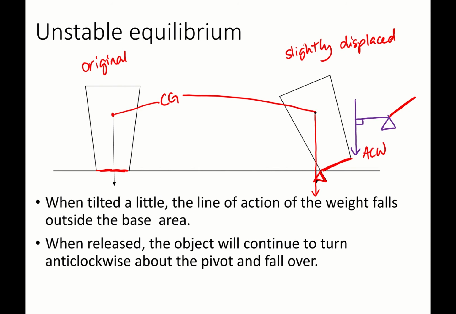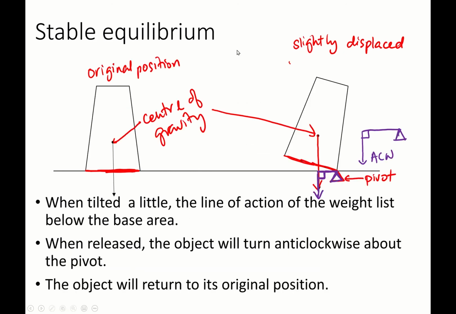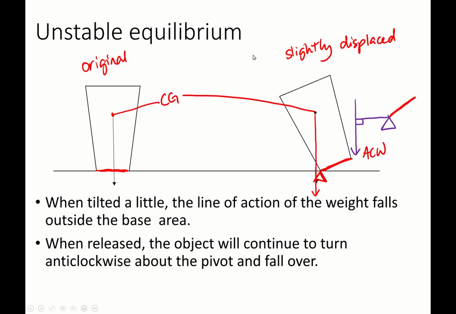So it doesn't return back to its original position. It really topples over, and that's why you call this unstable equilibrium. Right, it's only stable when it returns back to its original position, and it's unstable when it topples over. So always take note when analyzing a situation like this, take note of the before and the after.